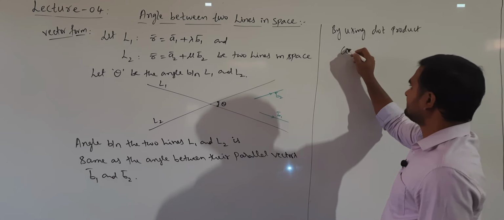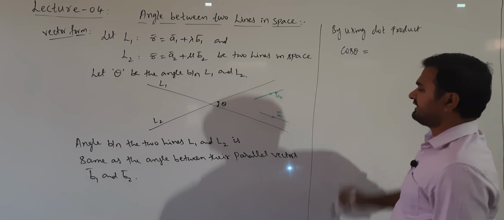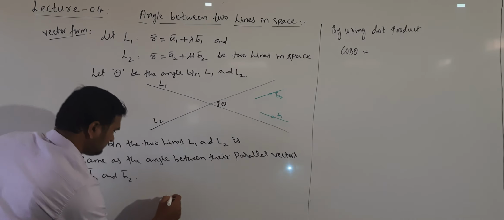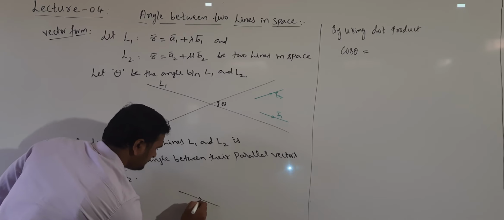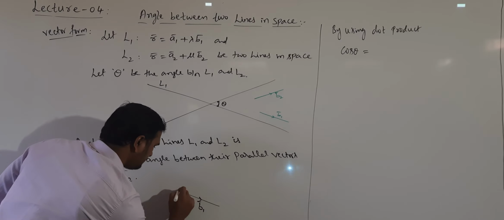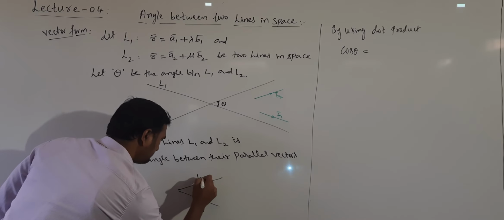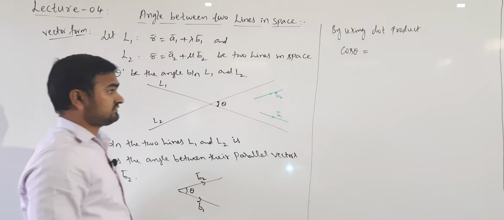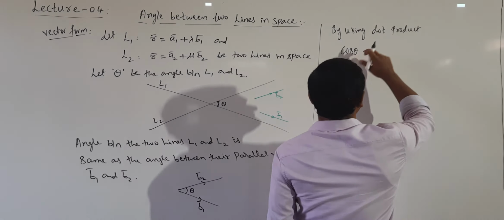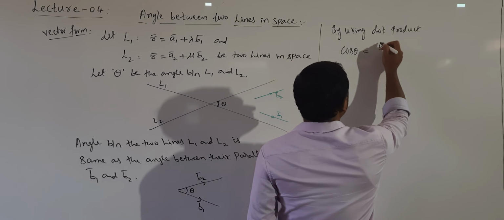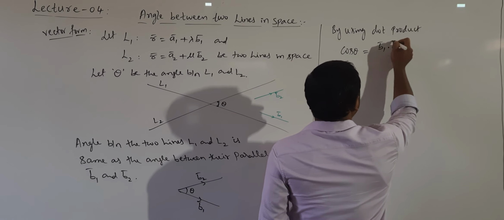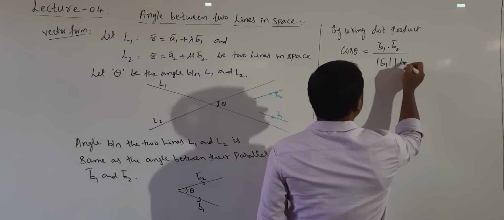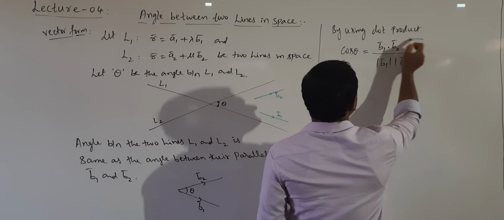what is cos theta? Angle between b1 bar and b2 bar. Okay, so I will draw. This is b1 bar and this is the direction of b2 bar. So this is the angle theta. Using dot product we can find angle between two vectors. Cos theta is equal to b1 bar dot b2 bar divided by magnitude of b1 bar into magnitude of b2 bar.